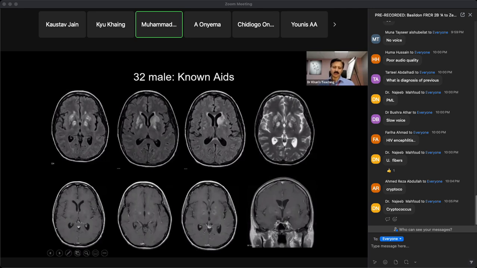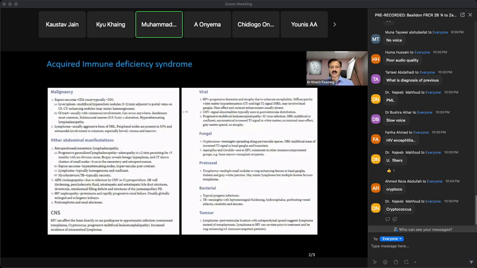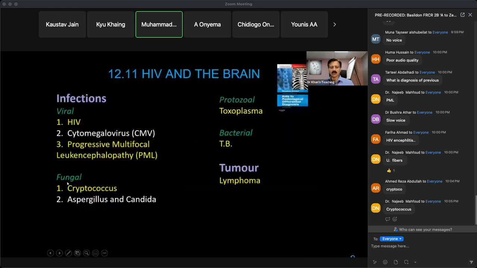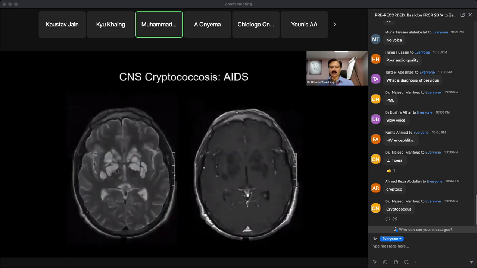Okay, let me take over. This is a classical case of Cryptococcus. So please remember, Cryptococcus is one of the fungal infections which can occur with AIDS. You see this thing? Fungal Cryptococcus. Cryptococcus becomes an exam case. Why? Because of radiology. It has got unique radiology.